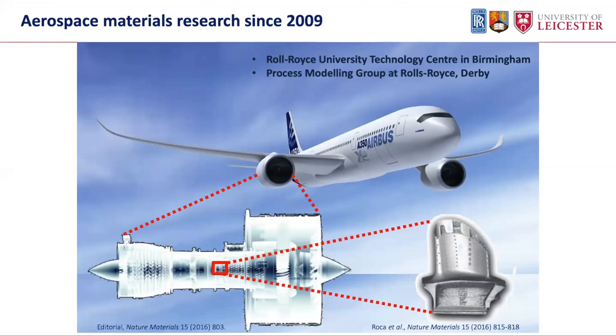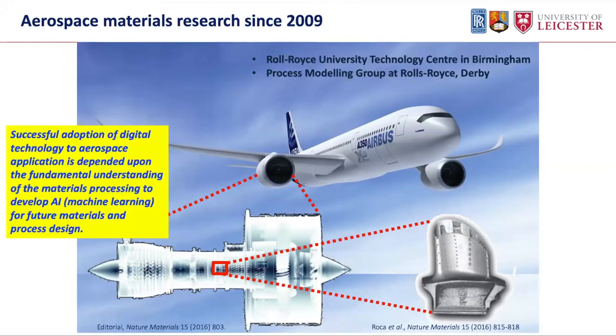in the component level. And this is very important: material scientists will use this knowledge, whether you use AI as a tool to accelerate this kind of knowledge acquisition or whatsoever. But my key point today is that successful adoption of digital technology, whether you use casting, welding, or even 3D printing, in aerospace application is largely based upon the fundamental understanding of the material processing, to develop AI or machine learning algorithms for future material and process design. This is what I'm going to talk to you about today.